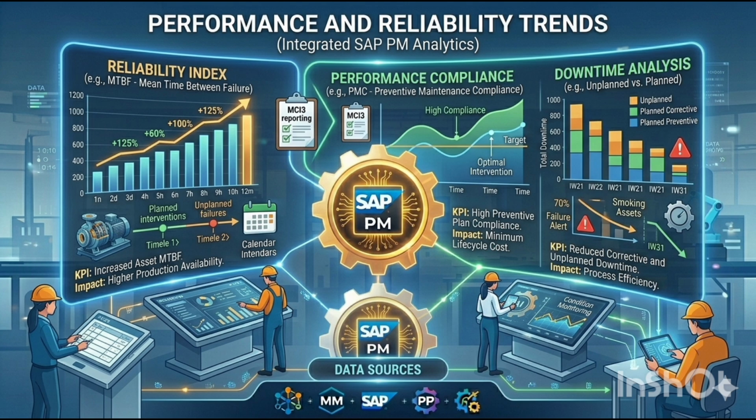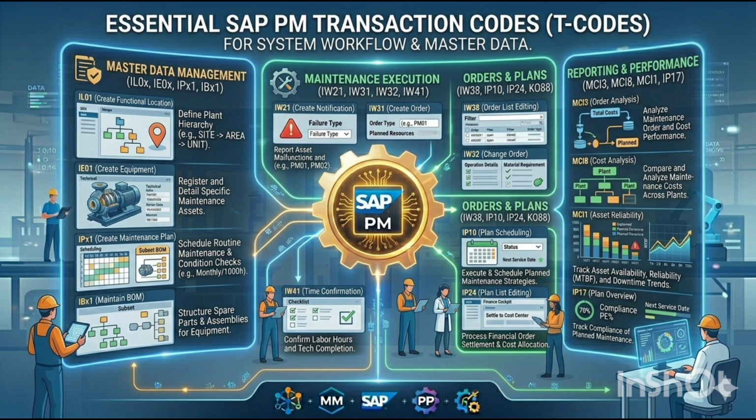By visualizing these trends, managers can identify process inefficiencies such as the smoking assets, the alert shown in graphics. The bottom section highlights this data is gathered from various sources across the plant, integrated through the SAP ecosystem. This allows reliability engineers to pinpoint the root causes of frequent failures and adjust maintenance plans accordingly, ultimately driving higher production availability and reducing the overall risk of catastrophic equipment failure.